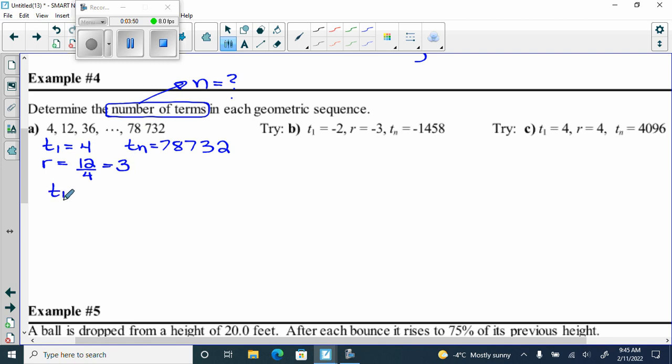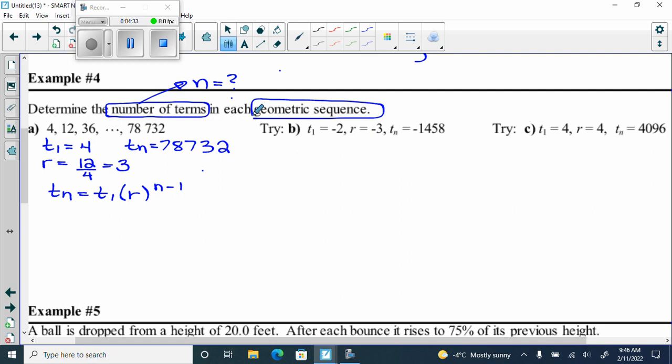Now we need Tn equals T1 R to the n minus 1. How do we know to use that formula? Because it says geometric sequence here, which means we have an R. Because it has an R, it is a geometric sequence. So we have to use this one. Not a series because they're not asking us to sum it, right? There's no plus or minus signs between them.